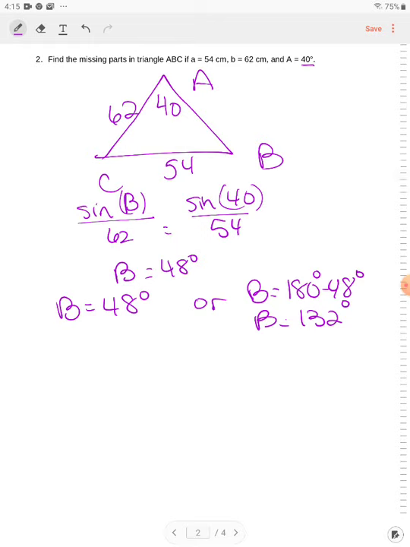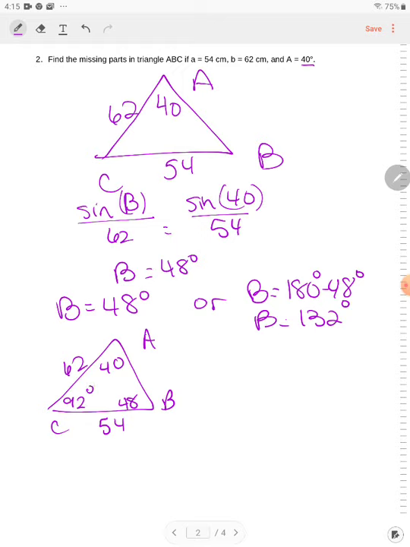So what we do is we use the given information. In the first one, I'm going to assume 48 will work. In the second triangle, we'll assume that 132 degrees is the measure of angle B. Again, remember using the triangle sum theorem, the three angles of a triangle add up to 180. Angle C is 92 degrees. So that's your first missing piece of information. Now we need to find side c. Also here, the measure of angle B is 48.